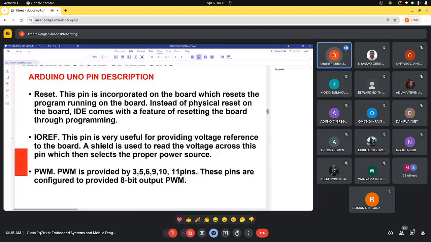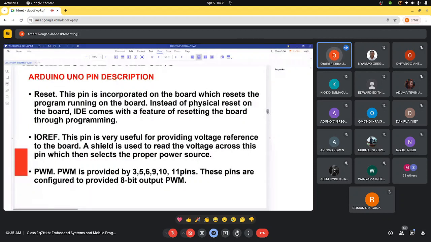We have also seen the PWM pins provided by pins 3, 5, 6, 9, 10, and 11. These are configured to provide 8-bit output PWM. And the other thing that you also need to note is how many bits do these pins provide?